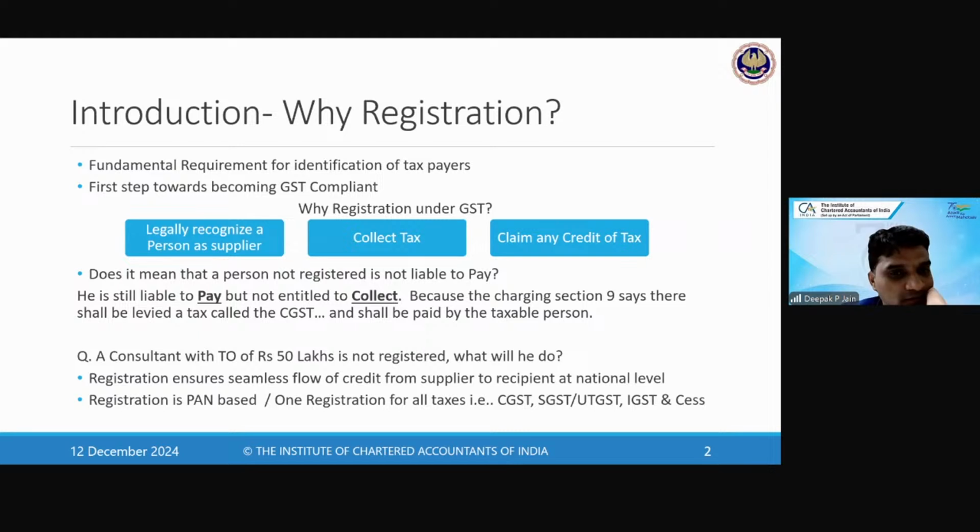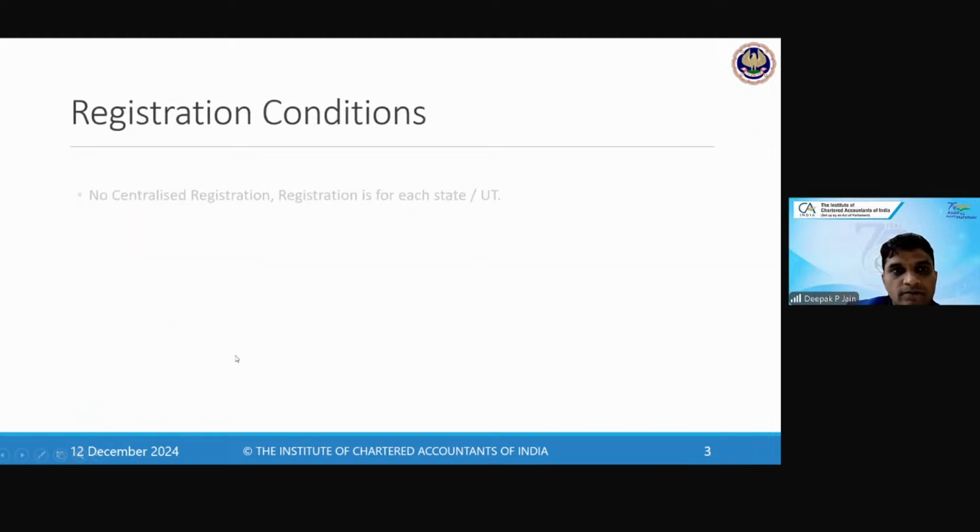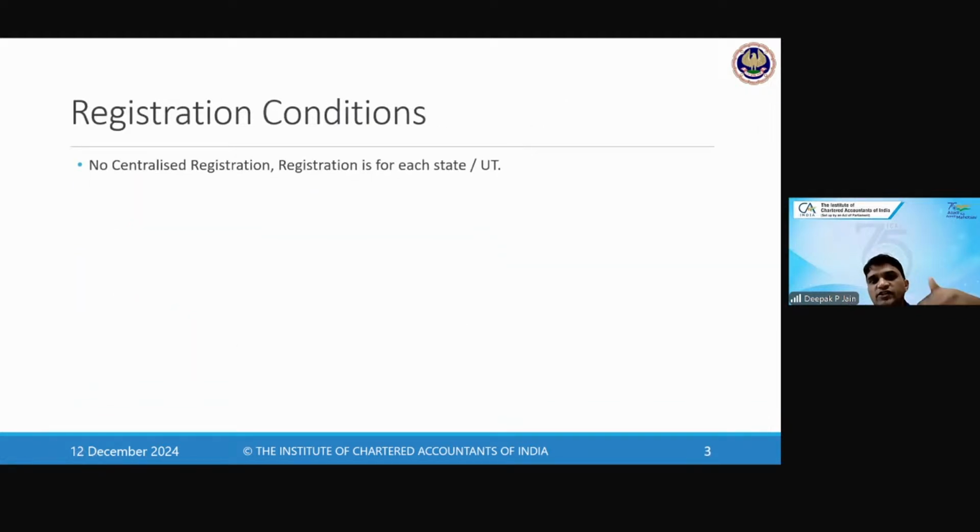Okay. So we understood basically how registration will evolve. Now I'll give you an example. You tell me what will be the scenario here. Okay, we'll see these conditions, then we'll come back to the questions.